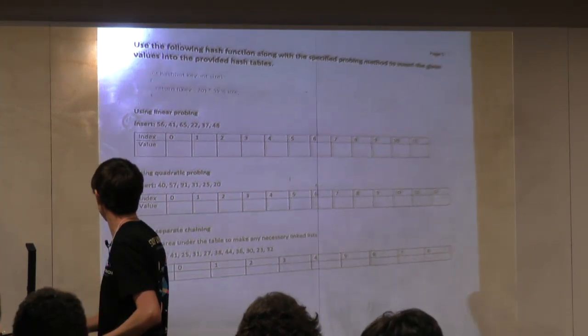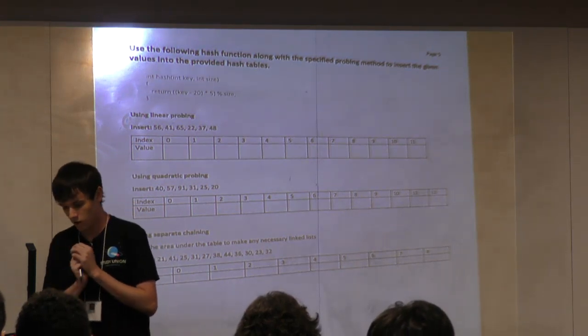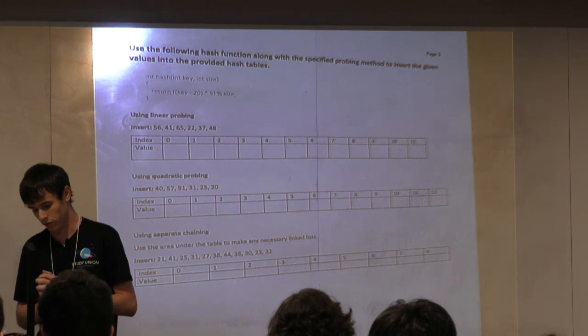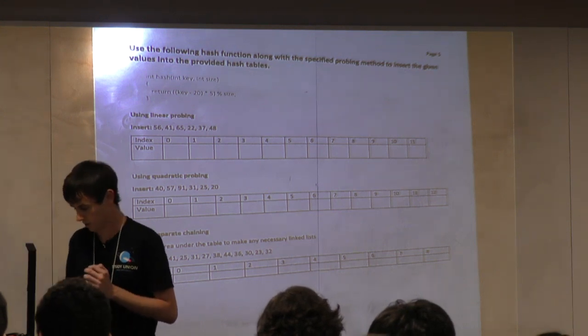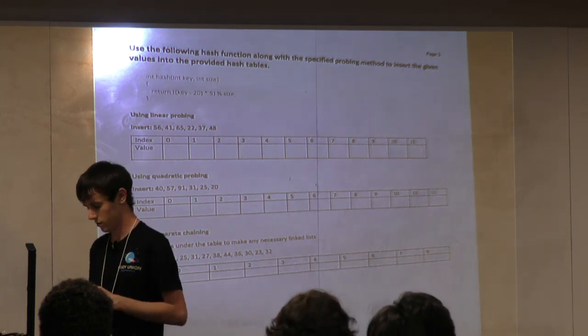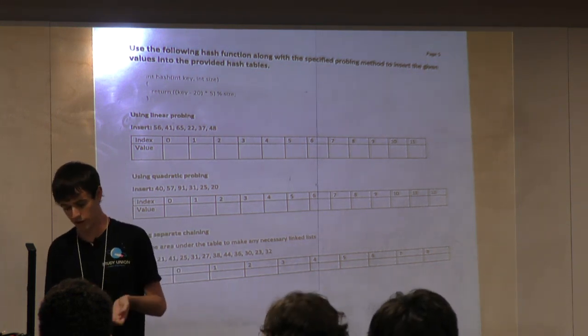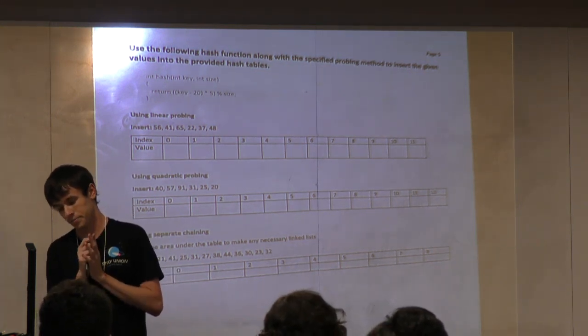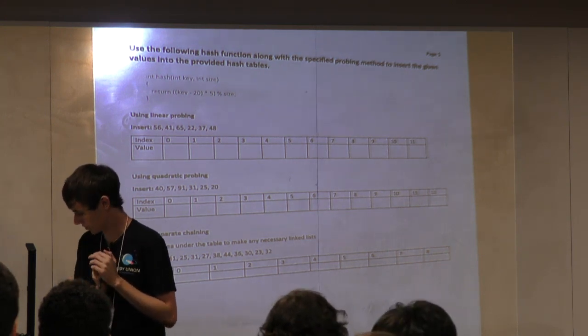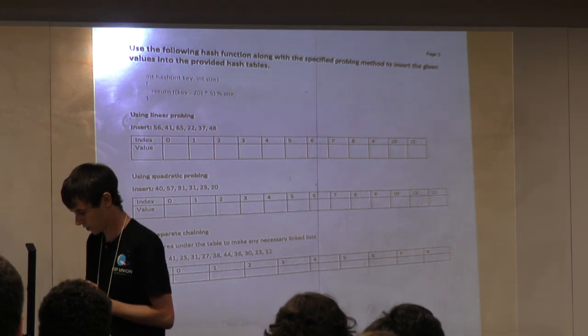Actually, let's start it. So I said at the beginning, use the following as a hash function. I'm not too worried about whether we can do this math, but I said, insert all these elements using linear probing, quadratic probing, and then separate chaining. So let's think, what's going to be the best way to go about this without wasting a bunch of time doing the calculator?